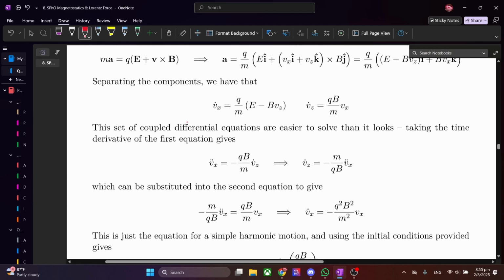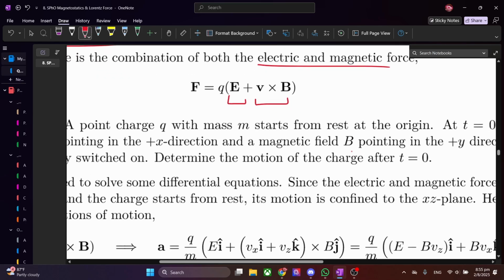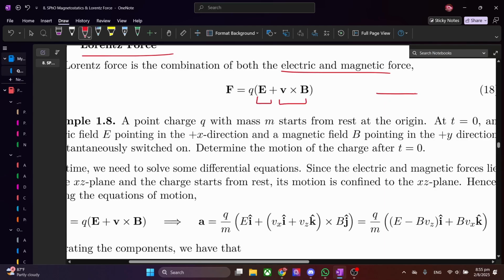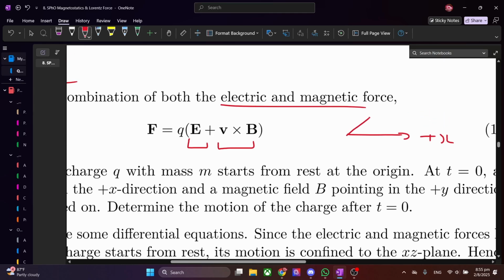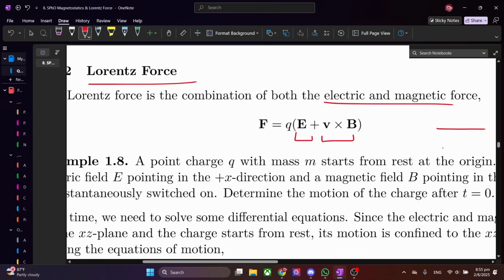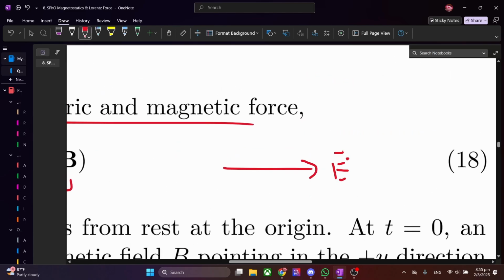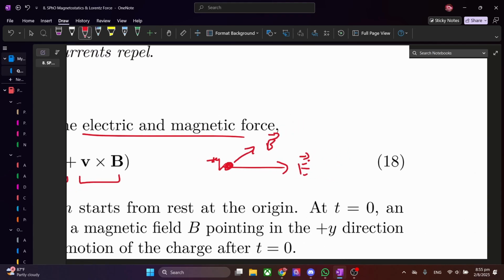Here is a long example where basically we have an electric field pointing in the x direction, and we have a magnetic field pointing in the y direction. So I'll just draw them directly. We have the E pointing here, and we have a B pointing here, and we release some charged particle from rest, and we want to calculate the motion.